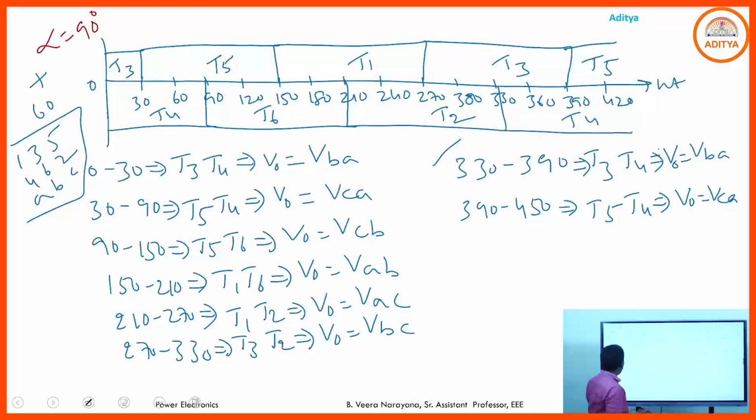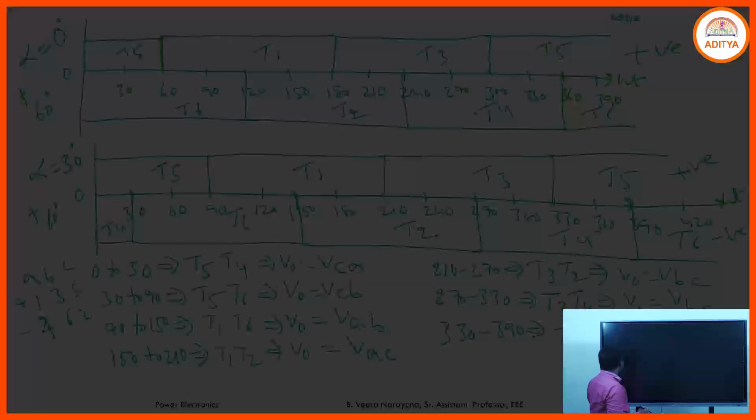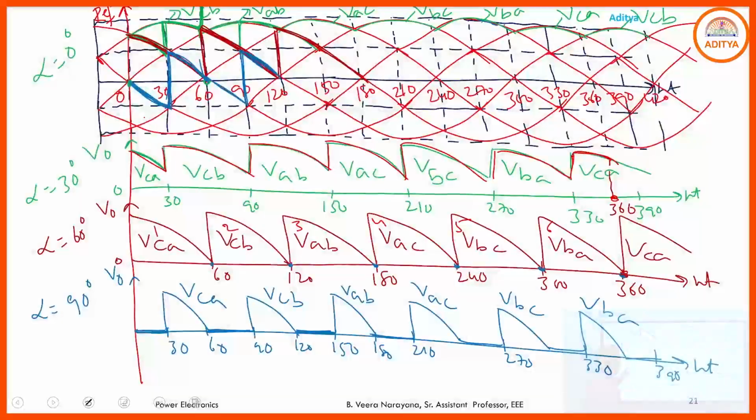So we are getting the same output voltage waveform. If you choose alpha is equal to 30 and alpha is equal to 60, you are getting the same output voltage waveform like this. Even though we consider the RL load, for alpha is equal to 30 and alpha is equal to 60, we are getting the same output voltage waveform. So now we will draw the output voltage waveform for alpha is equal to 90 and 120.